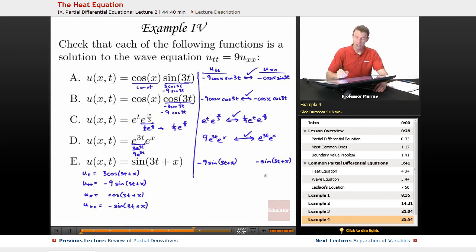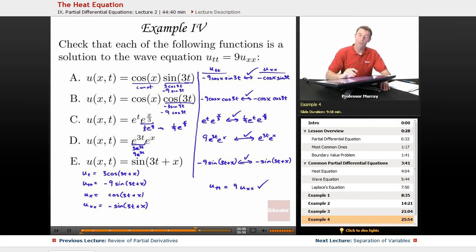Now, if you compare these two to each other, you see again that the left-hand side is 9 times as big as the right-hand side. And so, again, we have a solution to the partial differential equation. So in each case, we have u sub tt is equal to 9 times u sub xx. So all of these functions worked as solutions to the wave equation u sub tt equals 9 u sub xx.